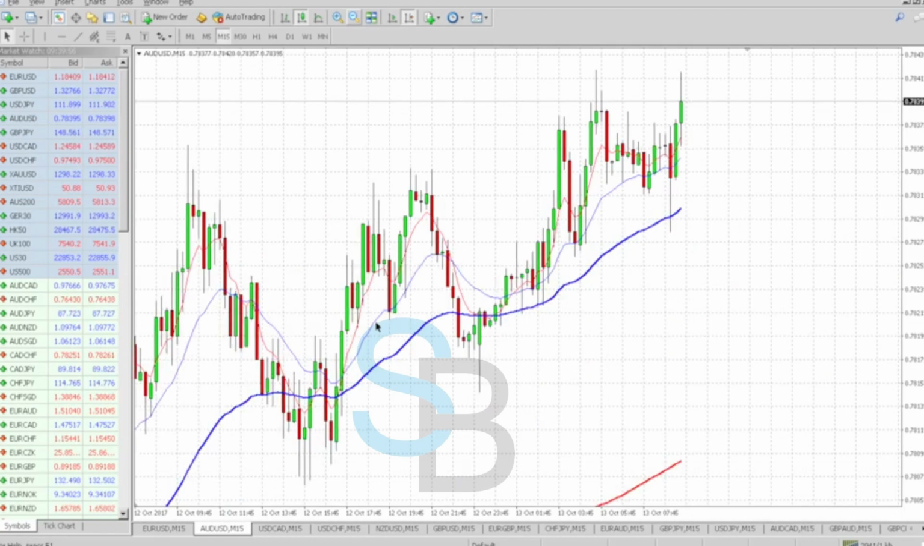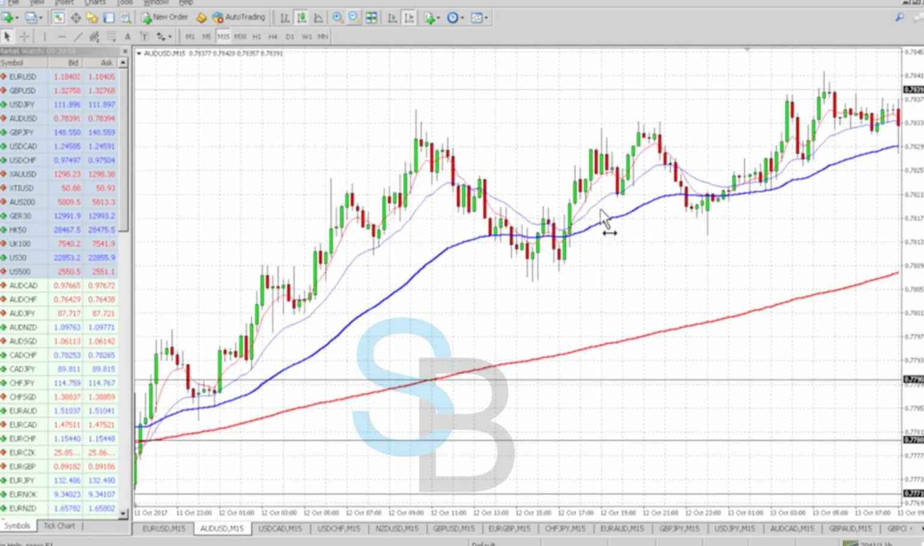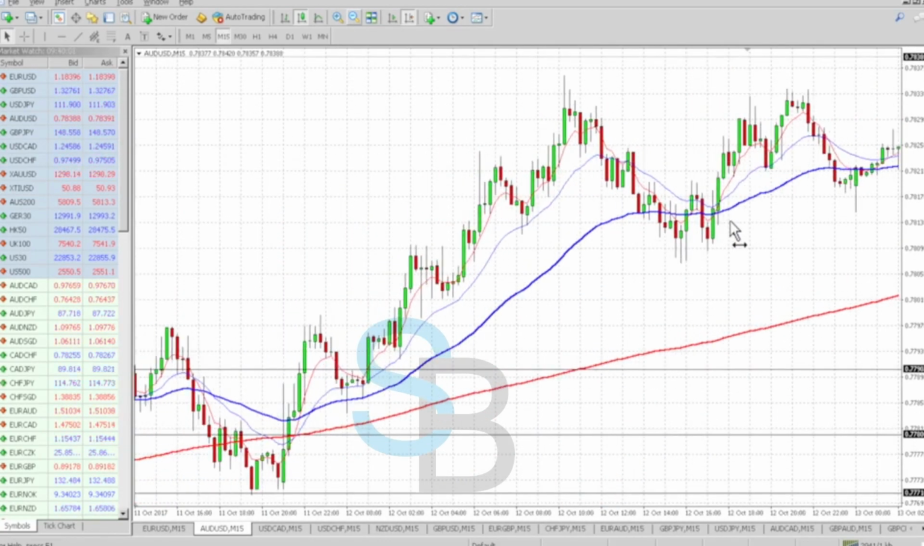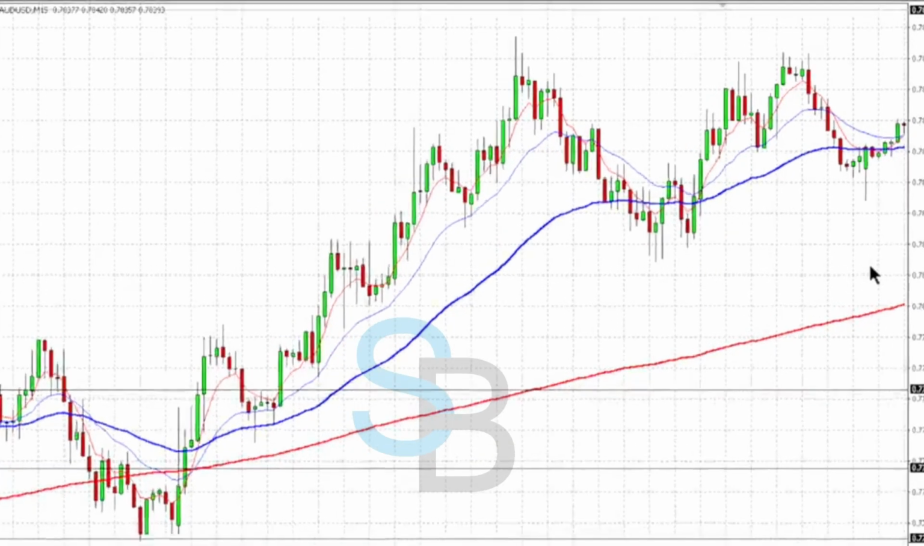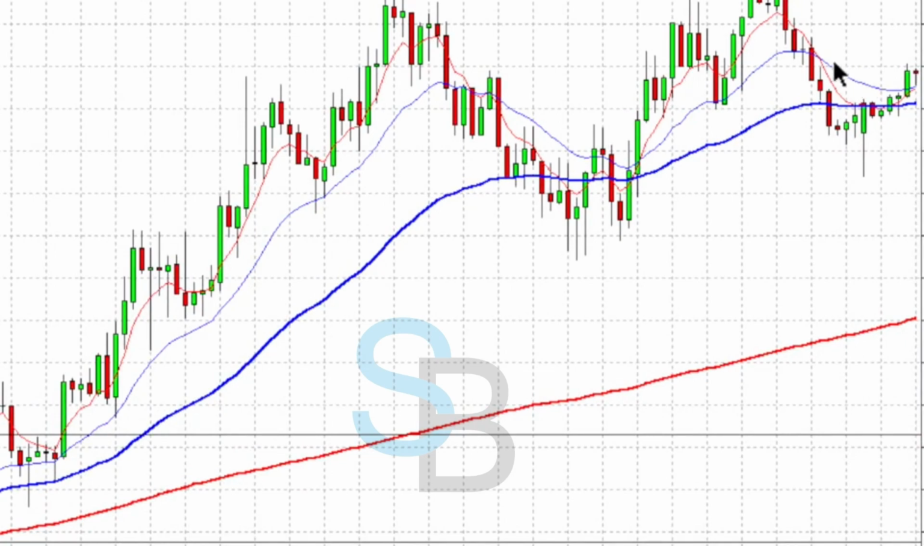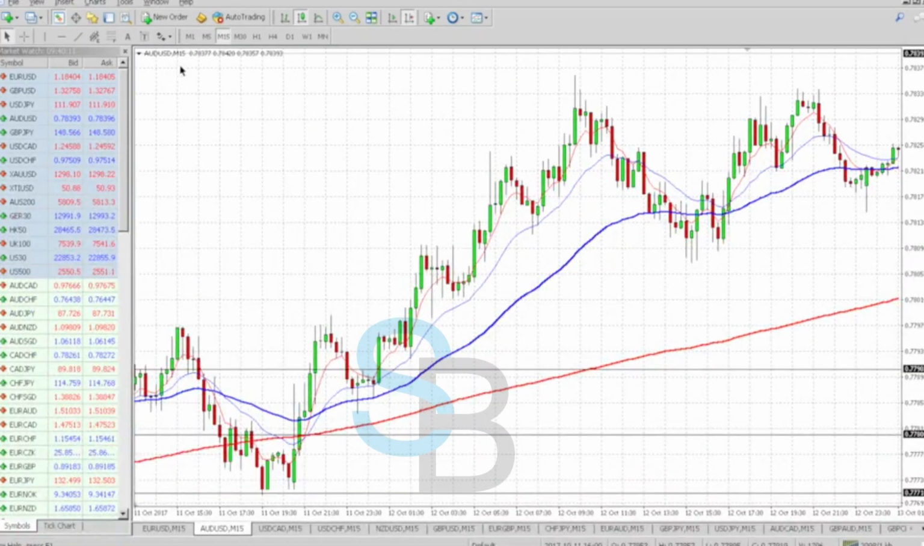Is it on a clear uptrend? Yes, I say. The 6 EMA is above the 18 EMA, above the 50, above the 200. So Aussie dollar 15-minute candles are on a clear uptrend. Okay, what do I do next?